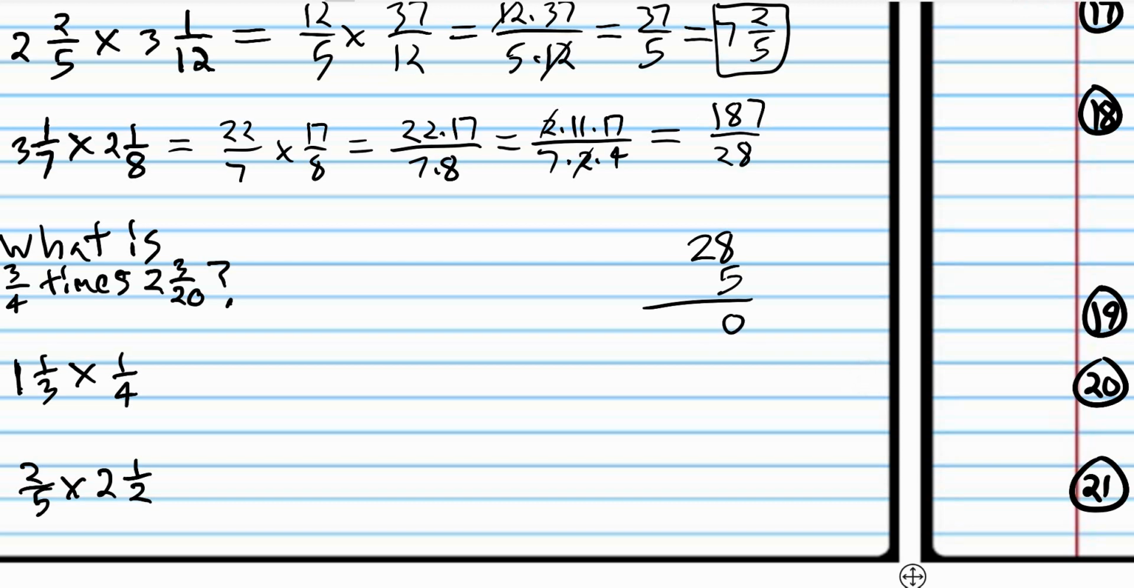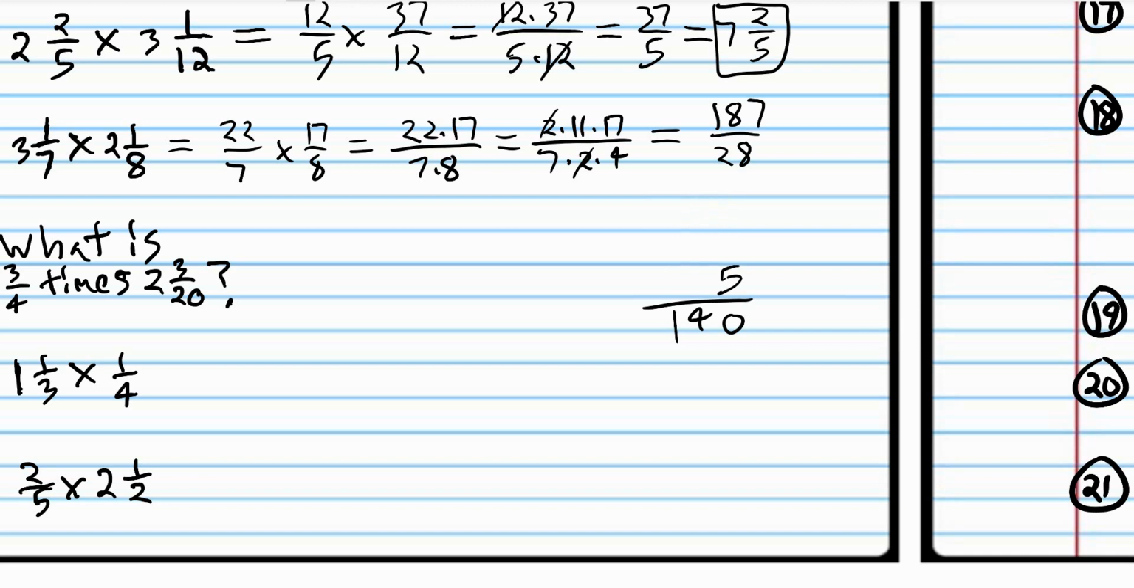5 times 8 is 40. 5 times 2 is 20, plus 4 is 24. Wow, that was too big. Wait, I did that wrong. That should be 14. 5 times 8 is 40. 5 times 2 is 10, plus 4 is 14. So we can probably go one more time.